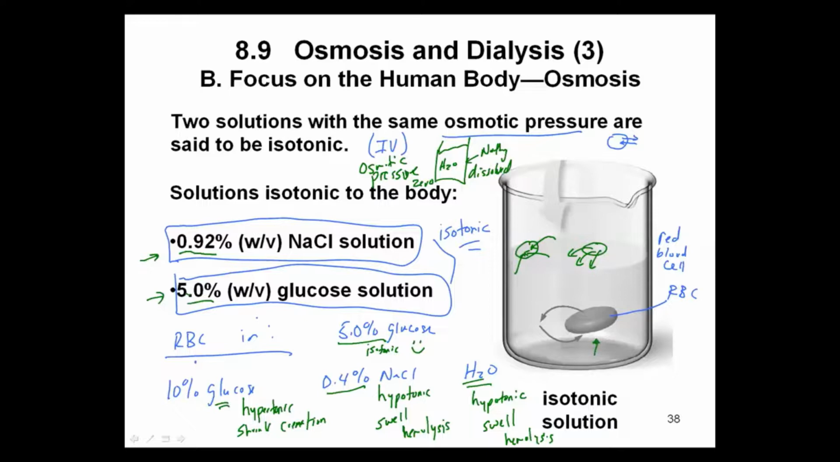All right, so again, as you can see, those two numbers here on the screen are important to know because those are basically your baseline numbers to figure out, is your solution hypotonic, is your solution hypertonic, is your solution isotonic? Any questions on that there? Okay.